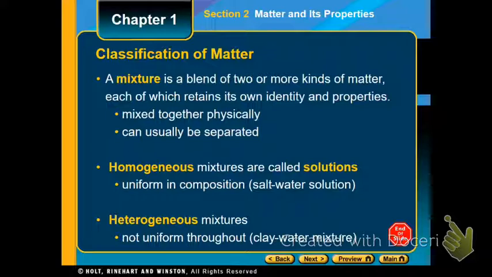For a mixture, it is a blend of two or more kinds of matter. They have their own identity. They are mixed together physically. That is important. So mixed together physically and can be separated typically. Homogeneous and heterogeneous mixtures are the two types we looked at. Homogeneous mixtures are very commonly also called solutions if they are in liquid form. So if you had a salt water mixture, you're going to call it a solution of salt water. And then heterogeneous mixtures, they are not uniform throughout. Again, if you had, say, sand and water mixed together, you know the sand is going to settle to the bottom. It is not uniform.